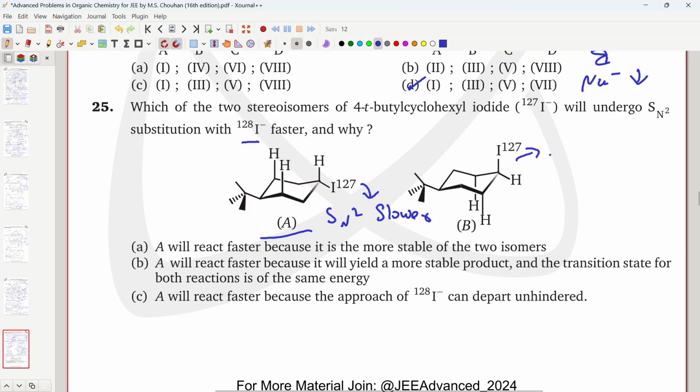Now this is axial. Backside attack can occur along the C-I axis, so C-I is accessed much more easily. So SN2 is faster. Therefore, B reacts faster. Why? Because it leads to the more stable equatorial halide after inversion, and the transition state lowers the energy. So, option B.